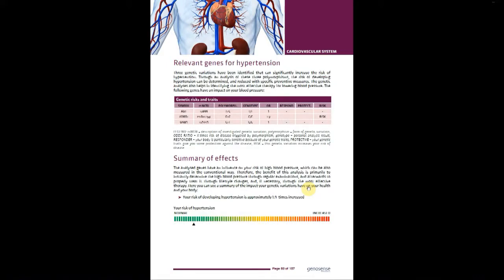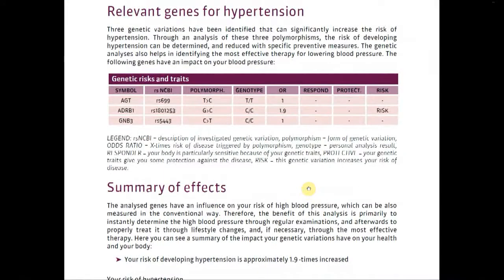Here we're testing 3 genes. Now we come to the odds ratio. Again, this is the gene, this is the catalog number of the genetic variation, this is your genetic result. And here we see the odds ratio. And you see here an odds ratio of 1.9.